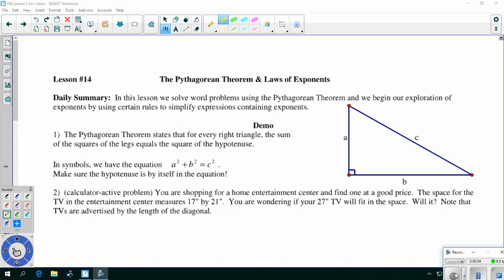Lesson number 14, daily summary. In this lesson, we solve word problems using the Pythagorean theorem, and we begin our exploration of exponents by using certain rules to simplify expressions containing exponents.